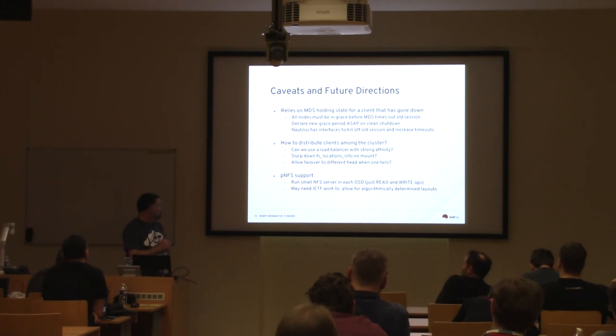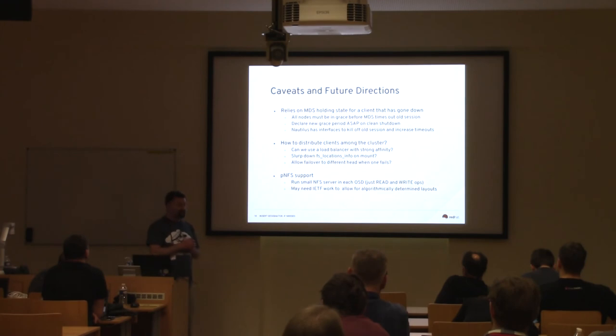NFS v4.1 also has an attribute called FS locations info, which a client can query to know where other locations for the same export may be. We'd like to be able to fill out this info from the server so that if a Ganesha node goes down, the client can seamlessly migrate to another node. And then we also want to allow a failover to a different head if one fails.